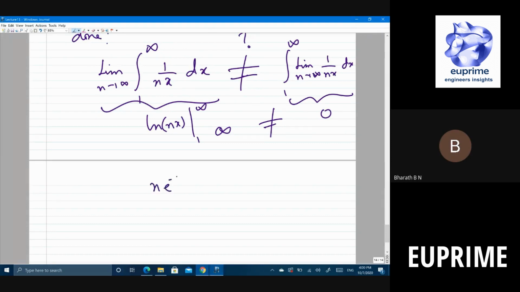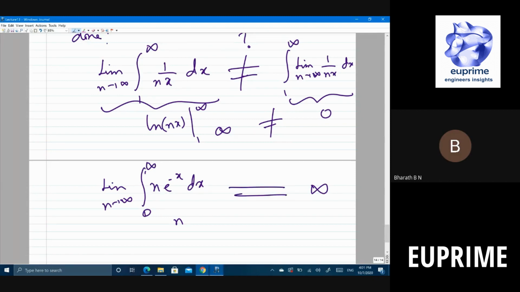So n e power minus x, right? See, each one will give me what? The integral of n e power minus x from 0 to infinity. Okay, so 0 to infinity e power minus x dx is what? 1. So you get n, right? So for n equal to 1, you get 1, 2, 3, and that kind of a sequence, right? If you pull this inside, as n goes to infinity, n times e power minus x is infinity. So the integral of that is infinity. You already have infinity. But the moment you take the limit, these two become equal.